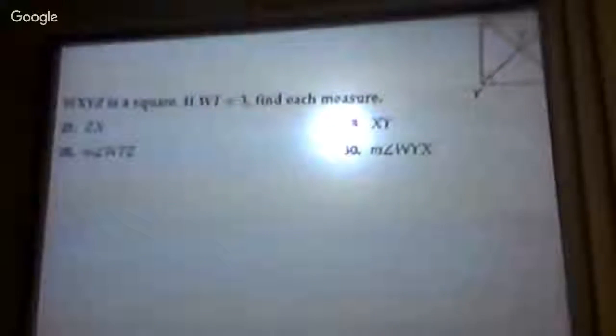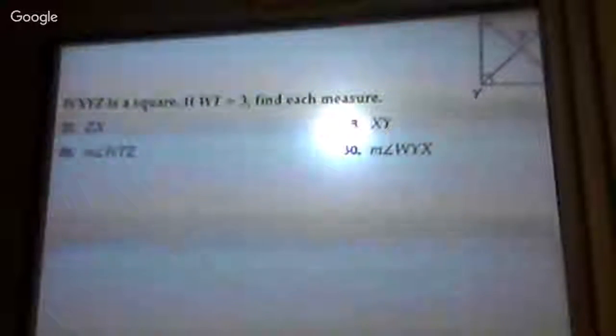And then on the back, it's just reviewing what a rhombus and a square is. See if you can answer these questions by what the information is provided. So let's get started on this, and this page will be due at the end of the period as well.